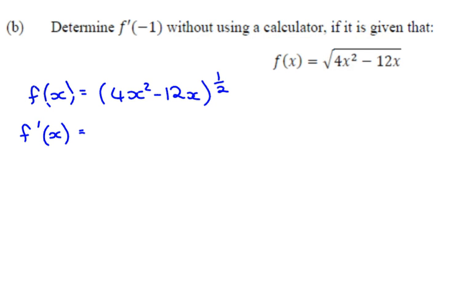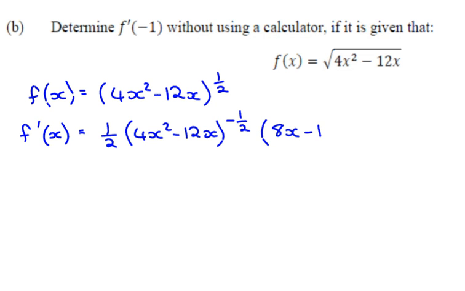This is the chain rule, so that half comes to the front. That function inside is my thing. That's part of my first function. Then I'm going to subtract 1, so I get negative a half. Go inside and find the derivative of 4x squared minus 12x, which is 8x minus 12.